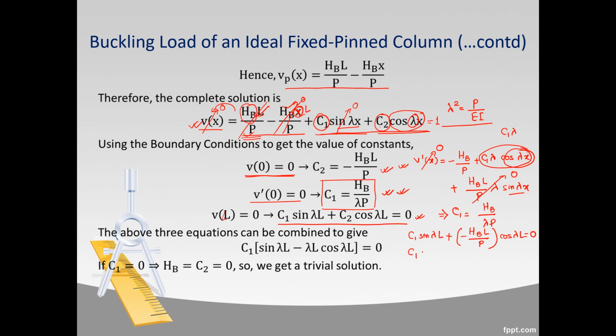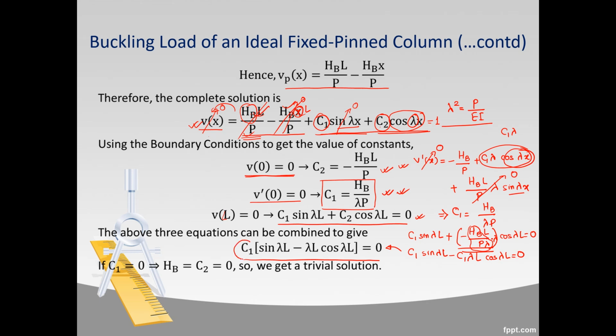So we can write this as C1 sine lambda L. If we want these terms in terms of C1, what we can do is we can add lambda here and lambda above also, so that this HB by P lambda will be equal to C1. Thus we can write this as minus C1 remaining lambda L into cos lambda L equals 0. Take C1 common, you will get this equation here. So combining the above three equations, we got this equation here.